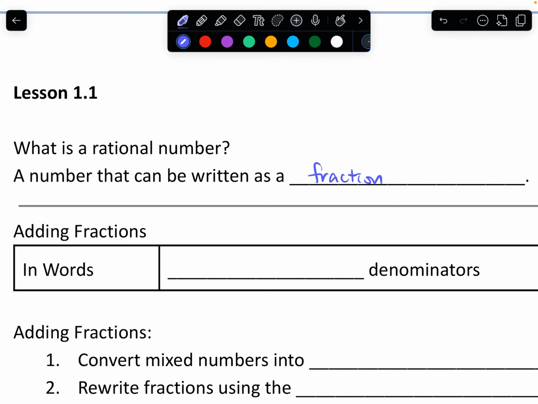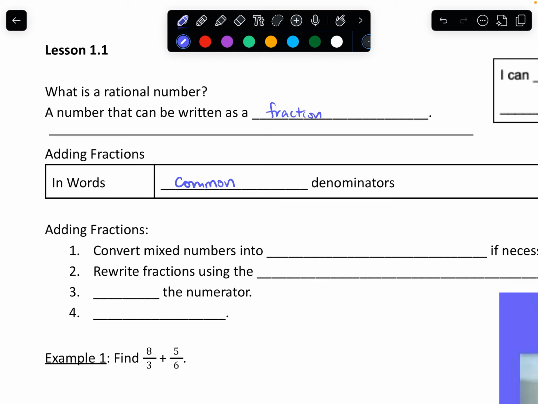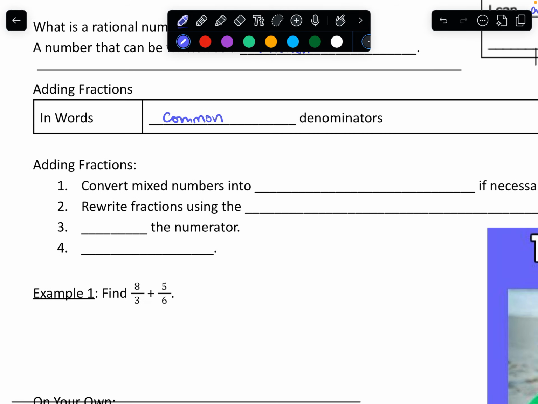So remember, for adding fractions, we are going to need common denominators. Denominators are the numbers on the bottom of the fraction. Okay, so we'll talk a little bit about how to find common denominators and then go from there. So how do I add fractions? It's just 4 steps. I know fractions aren't everyone's favorite, but I'm willing to work with you and we'll get there together. Step 1 is you have to convert mixed numbers into improper fractions if you have to.